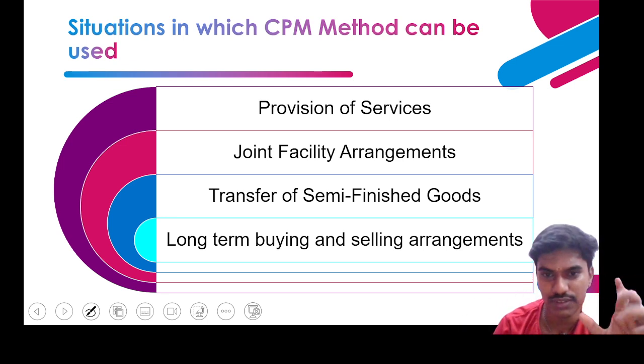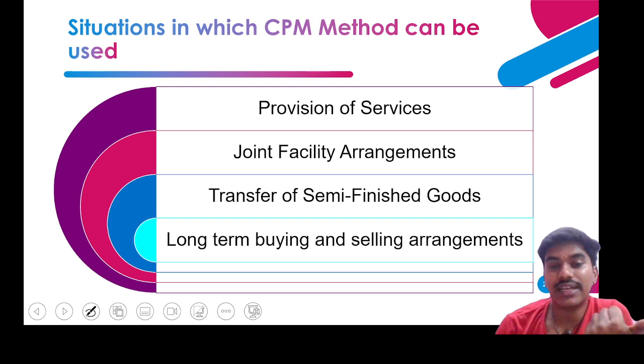This is not an exhaustive list. This is just an illustrative list. Right? So, wherever there is provision of services, joint facility arrangements, transfer of semi-finished goods, long-term buying and selling arrangements, in all these cases, CPM can be used. Right? It is not that it must be used. It should only be used in these transactions.